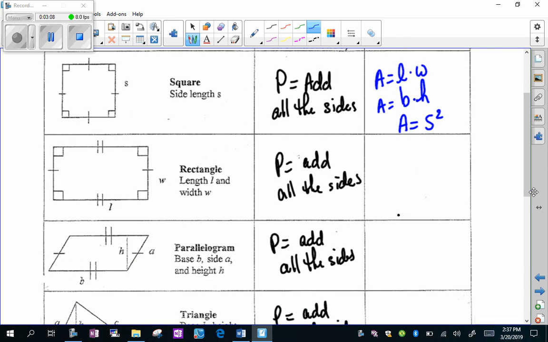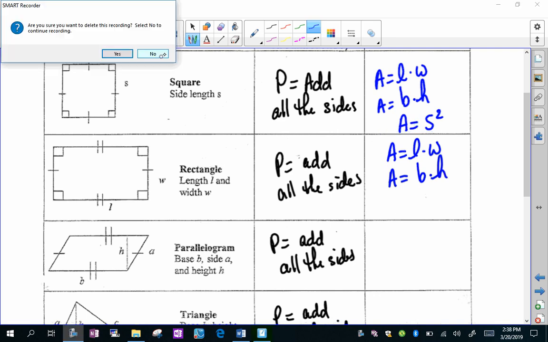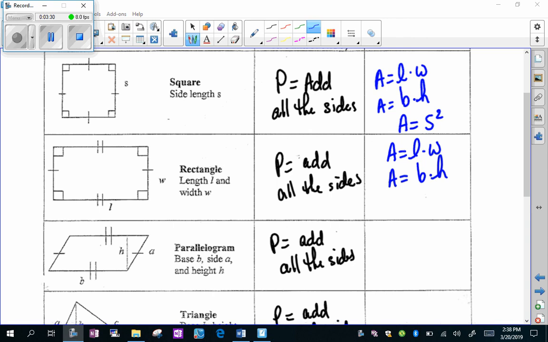Now, the area of a rectangle, okay, is going to be length times width, or base times height. But there's something really important. That height has to be perpendicular to the base. So we could use this line here. All right, so the height perpendicular to the base.